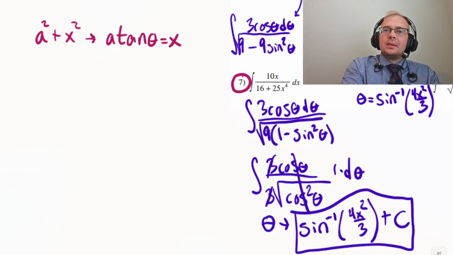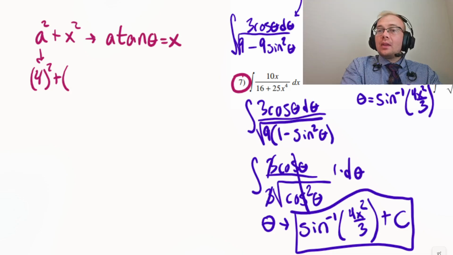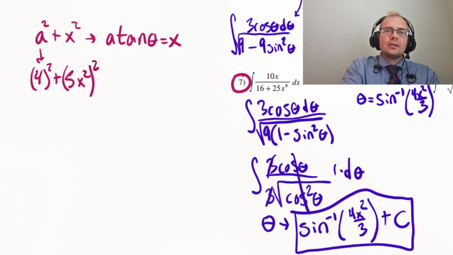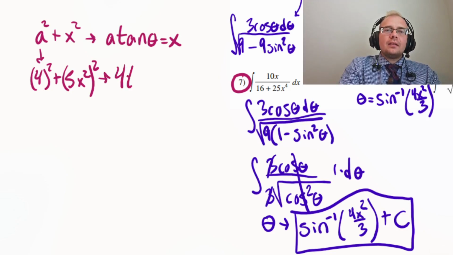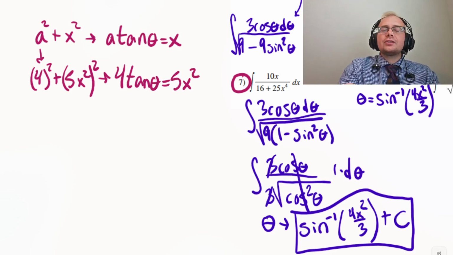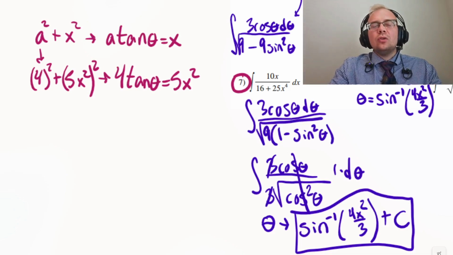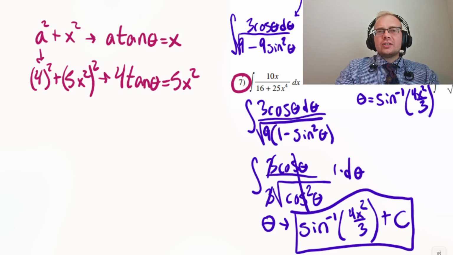Our a term is going to be 4, because 4 squared is 16. And then our x term looks like it's going to be 5x squared, because 5x squared squared would be 25x to the 4th. So then that's going to be a tan theta is equal to x, or our x term. Sometimes you guys will use u. A lot of books will use u and just say that it's u squared and u is a function of x. But I like to just call it x, because sometimes it is literally just x squared.